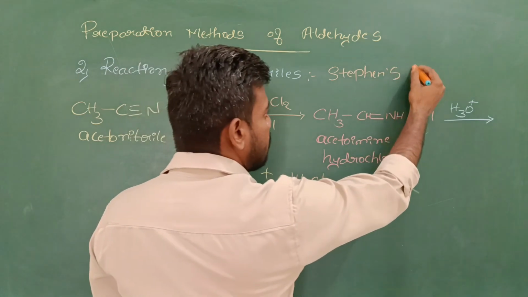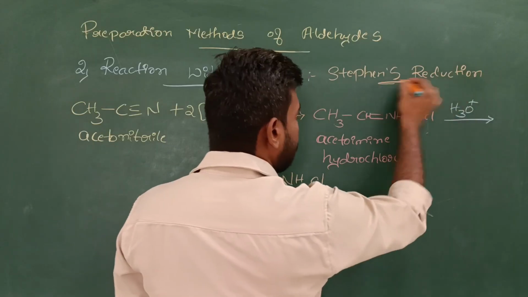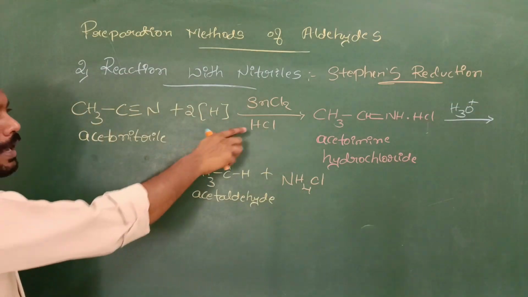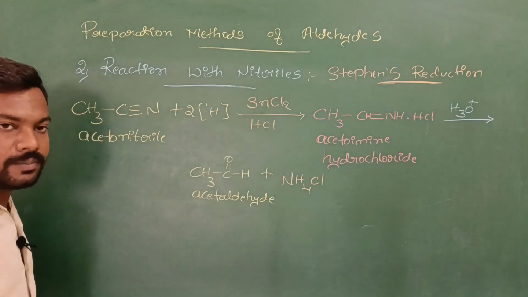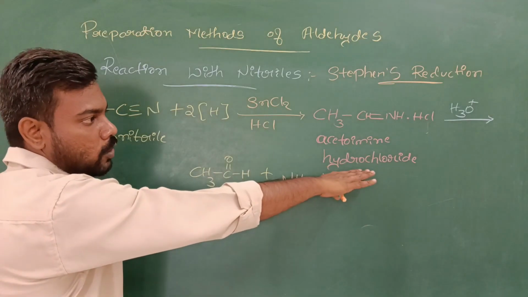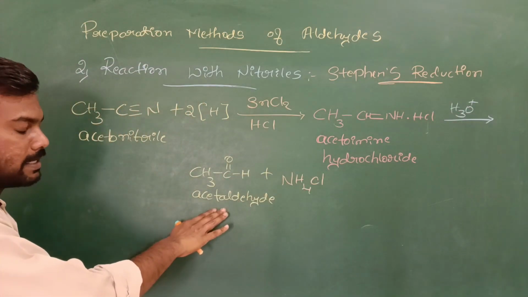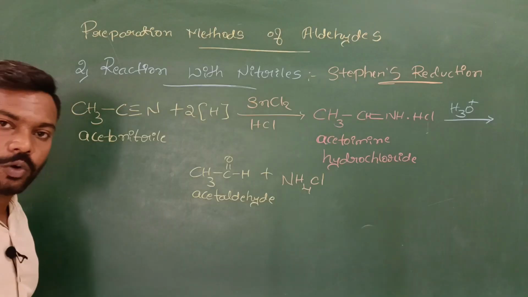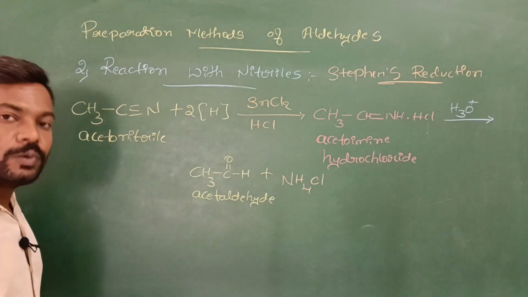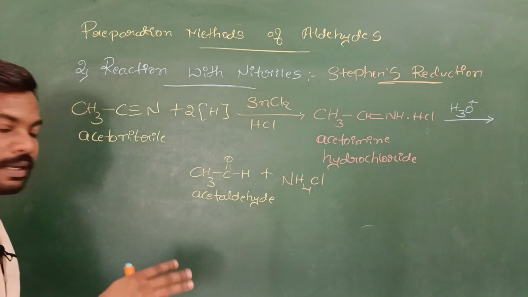Stephen reduction: when acetonitrile reacts with stannous chloride in the presence of HCl to form acetaldimine hydrochloride, which undergoes hydrolysis to form acetaldehyde and ammonium chloride. Clear? Next, these nitriles can also be selectively reduced by DIBAL-H.